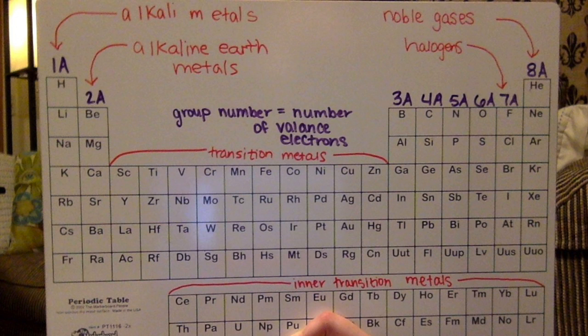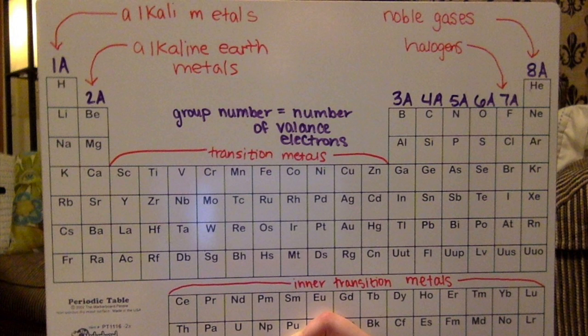So you're allowed to have group numbers, group names, and a note to yourself that the group number is equal to the number of valence shell electrons on that atom. Those are the electrons in the highest energy level. Remember, there's one exception to this. It's helium. Even though it's in group 8A, it only has 2 valence electrons, so watch out for that one.